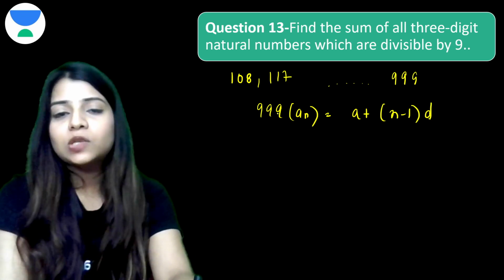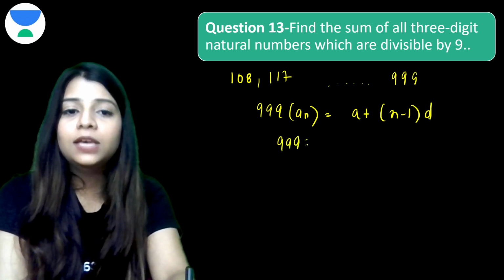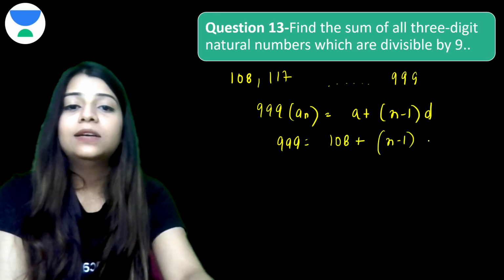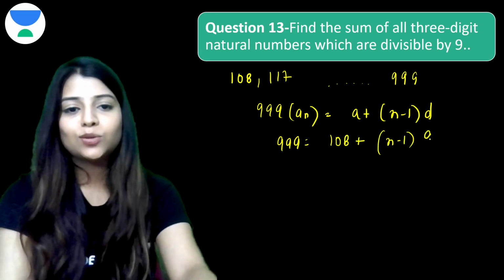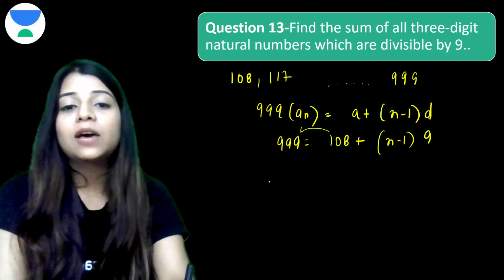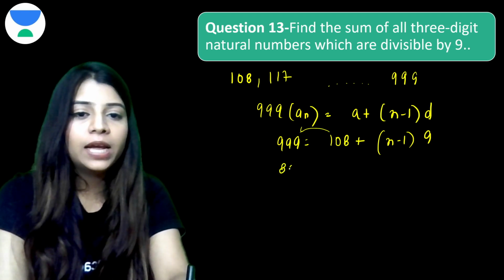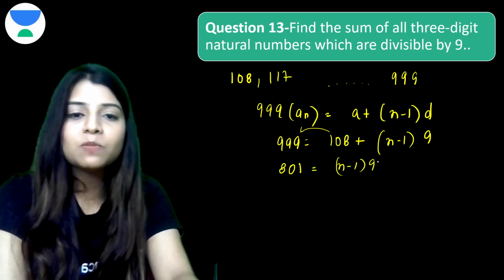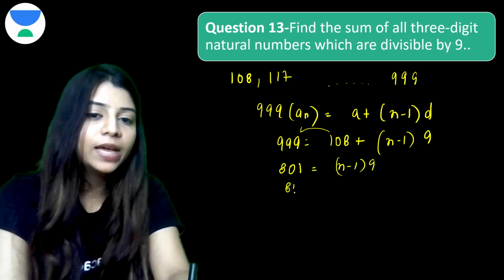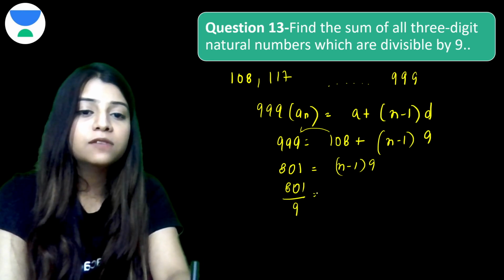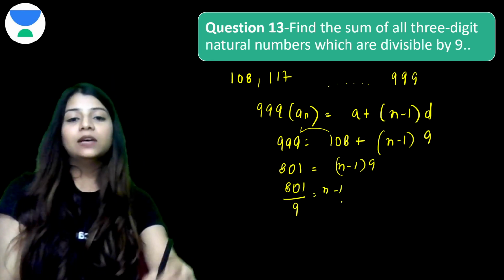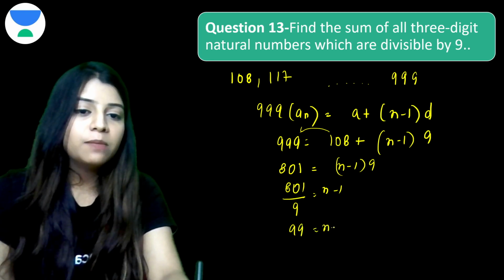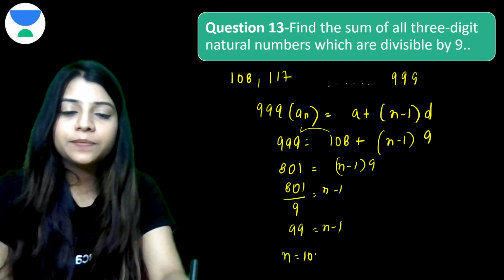So the an, which is our triple 9, is equals to a, that is 108 plus n minus 1, and the d is obviously, if these are multiples of 9, so the d is 9. So if I just take it there and subtract it, it will become 891 equals to n minus 1 into 9. Up here it is multiplying, I'll take it to divide. So 891 divided by 9 gives me n minus 1, and here it will cancel out by 99, and that is equals to n minus 1. So my n becomes 100.